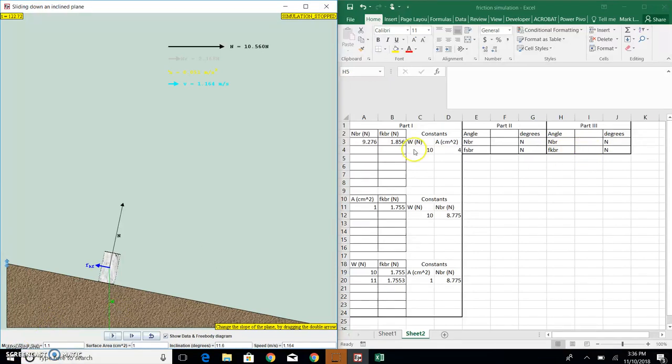And that's it. So record that data. You'll want to graph in part 1 those 3 graphs, so you can figure out what the relationship is and linearize it if you need to. All right, good luck.